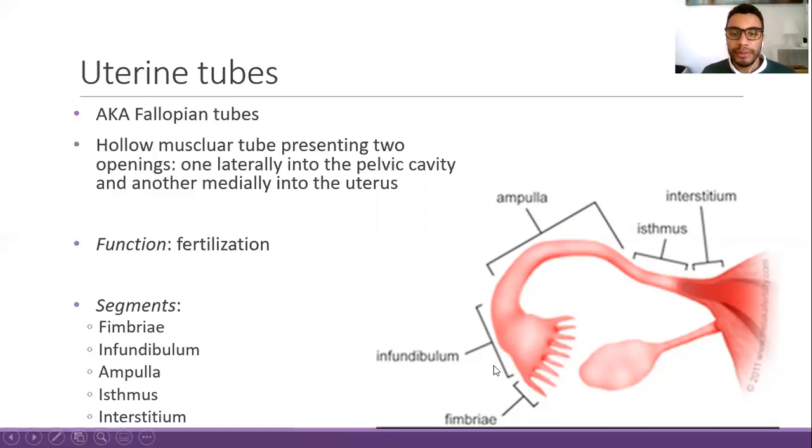The infundibulum is this area here, the dilated area of the uterine tubes. Then the ampulla is the longest part of the uterine tube. Then there is the isthmus, and the interstitium. The interstitium is also called the intramural portion, because this is a connection with the uterus.